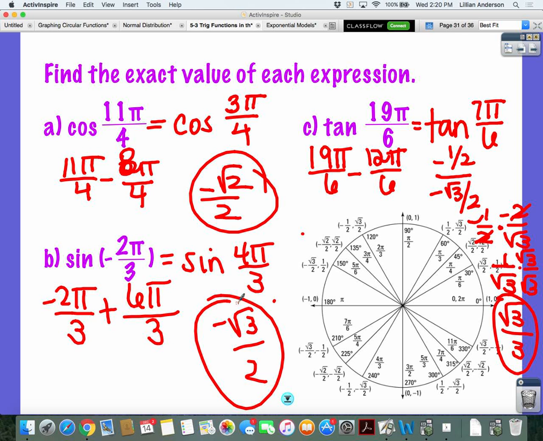So even with coterminal angles, with larger angles, you can find their exact values. These only apply if they're on the unit circle, can you find exact values. If they're not, you have to use your calculator. Will you get any that are like that?